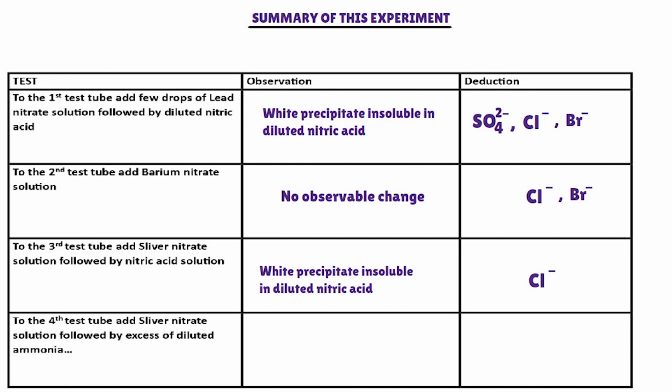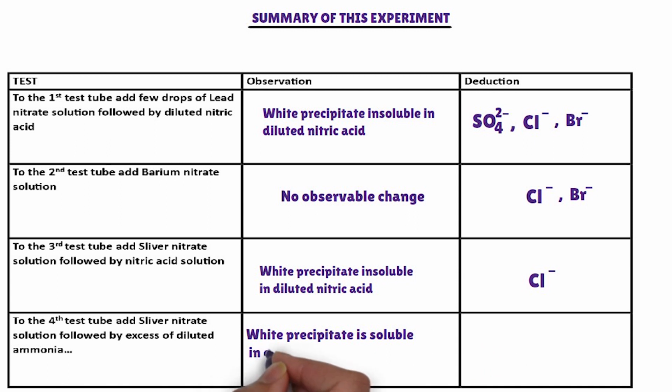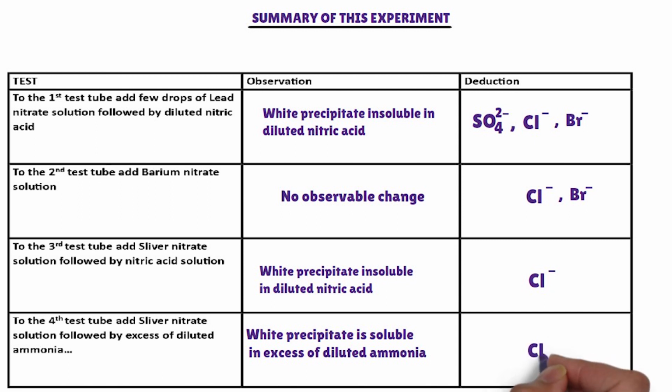Second confirmatory test. To the fourth test tube, silver nitrate solution is added followed by excess of diluted ammonia. The anion from the above list that reacts with silver nitrate to form white precipitate, and the precipitate formed is soluble in excess of diluted ammonia, is chloride ion. Chloride ion is confirmed. The anion present in the salt is chloride ion.